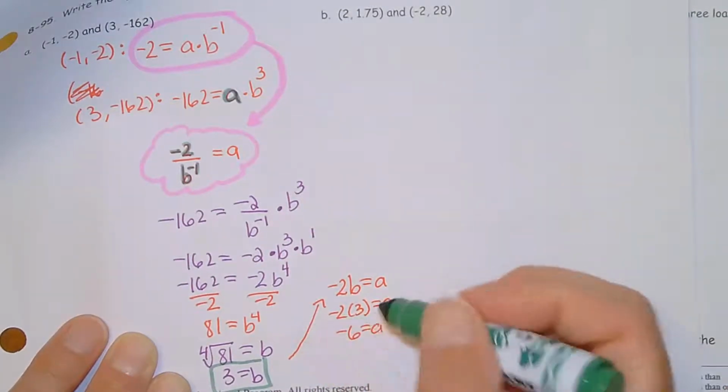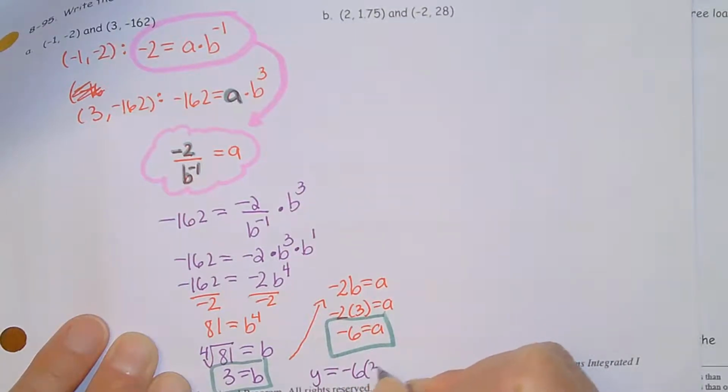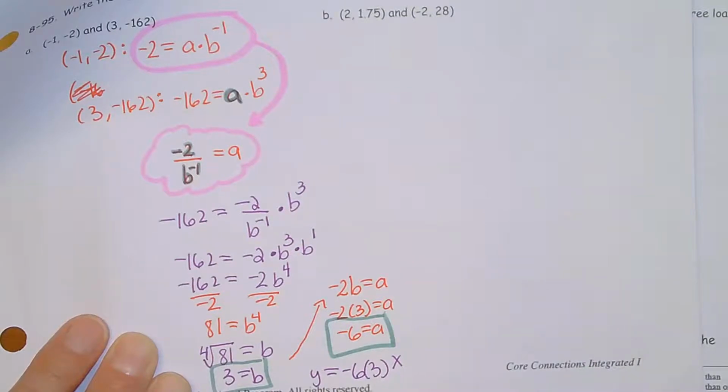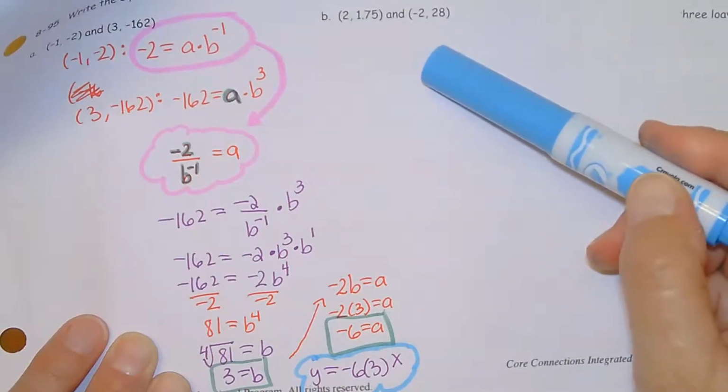So now I can write my equation. I'm going to get y is equal to my a, which is -6, times my b, which is 3, to the power x. And that is going to be my equation. So now if you want to pause the video and try b on your own.